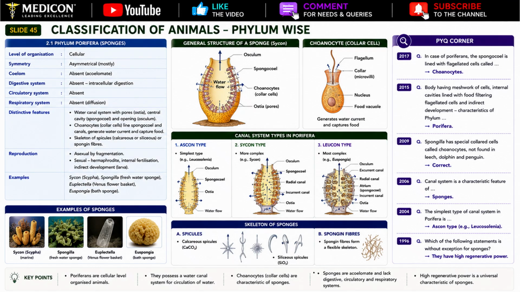Canal system types in Porifera. Ascon type is simplest, Sycon type is more complex, and Leucon type is most complex.